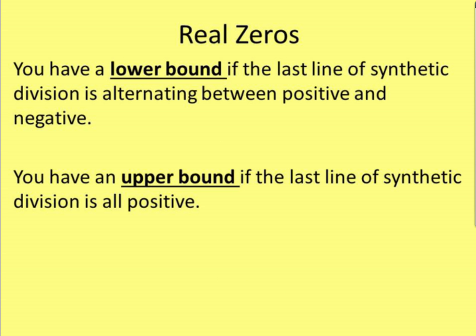Now we know we have a lower bound if the last line of our synthetic division is alternating between positive and negative values. And we know we have an upper bound if the last line of our synthetic division is all positive numbers.